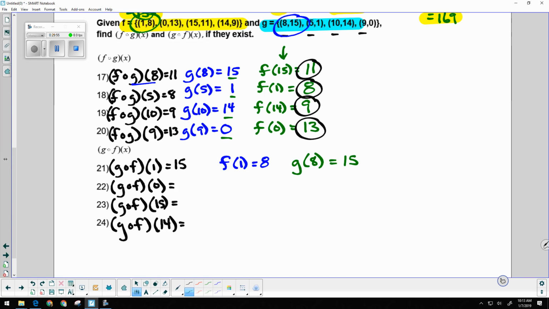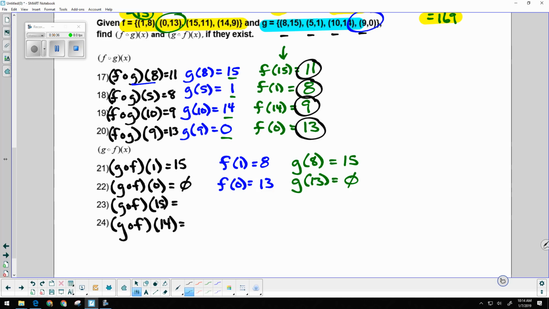Let's move to the next one, g of f of 0. So f of 0 is equal to, if I look up here, my x-coordinate is 0, my y-coordinate is 13. That takes us to g of 13. And what is that equal to? If we look at all my ordered pairs, I do not have an x-coordinate that's 13. It doesn't exist. So here is where the solution is the empty set. It doesn't exist, and I cannot create it into existence. So my answer is the empty set.